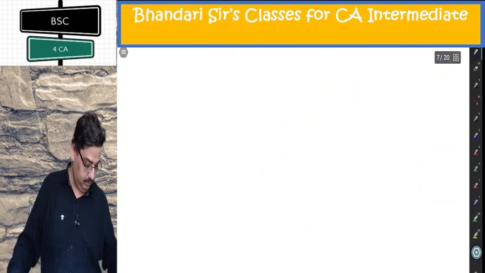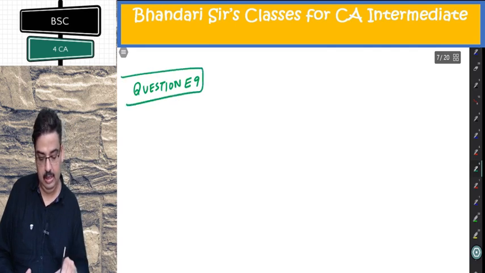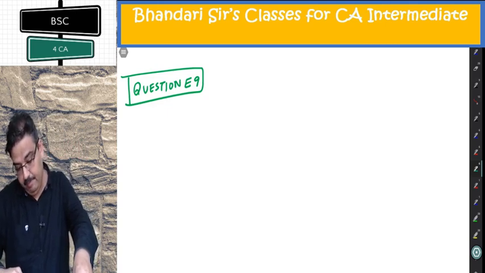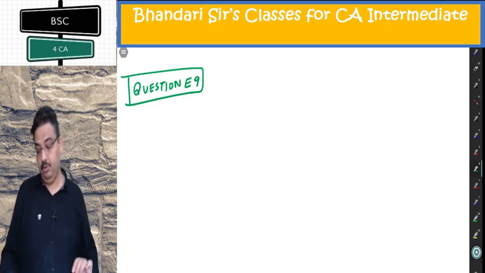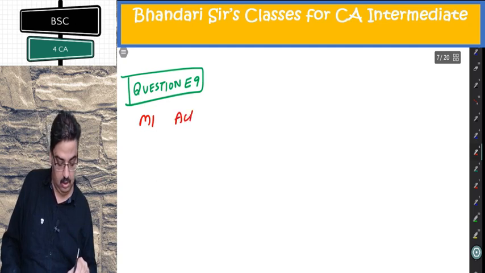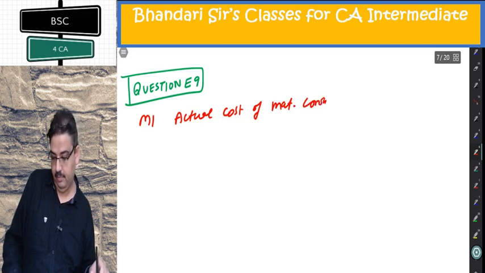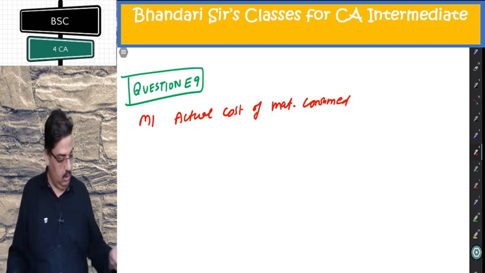Moving on to the next, the last question of this assignment. Question E9. Now again, what you are wanted, middle level in material, labor, and bottom level in fixed overhead. So let us concentrate first on material and labor. Actual cost of material consumed. Now it is simple again.